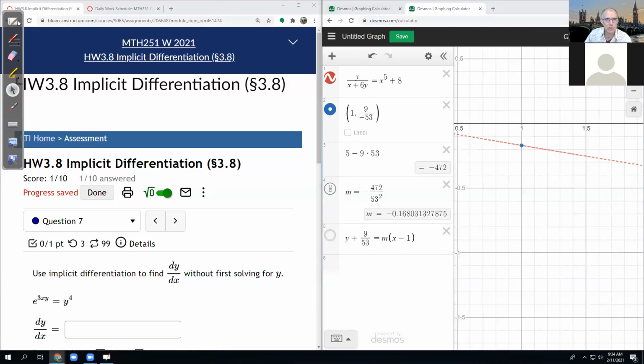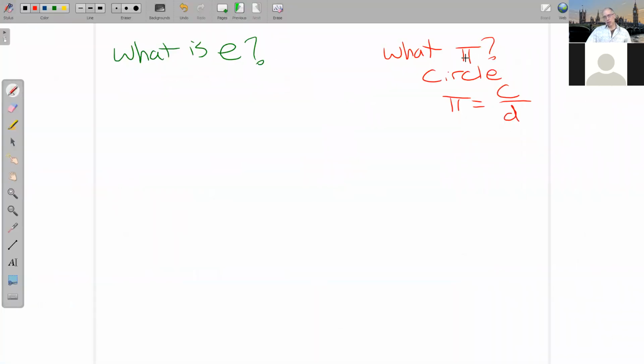All right, back to this right here. All right, so pi is a number. It's ideally, right, this is the ideal of pi. This is where it comes from.